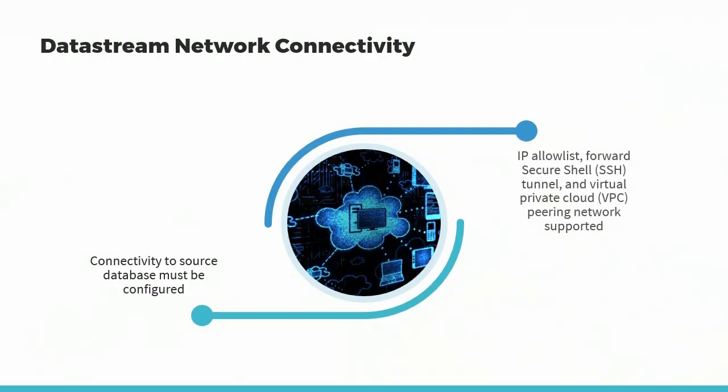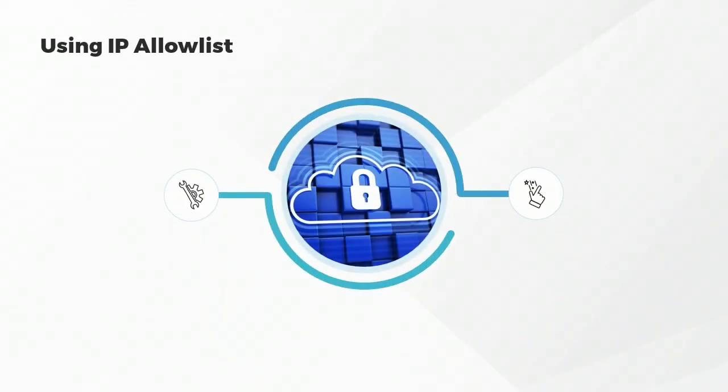After this, you're going to have an IP allow list, or you could forward an SSH tunnel, or you could use a VPC where there's peering networks that are supported. All of these methodologies are ways that we can create this connectivity to our source. And we can then use an IP allow list.